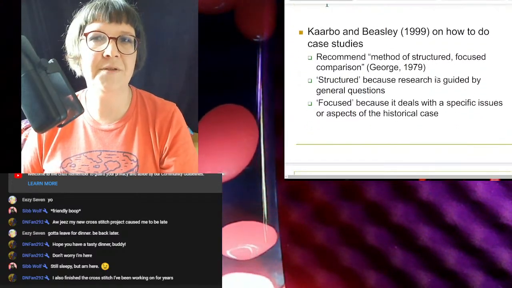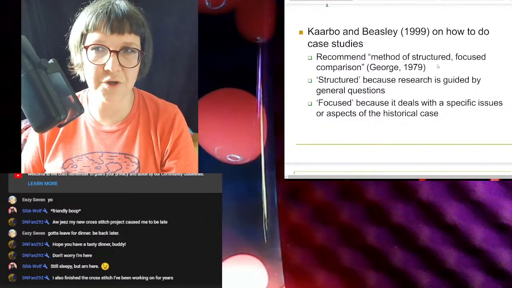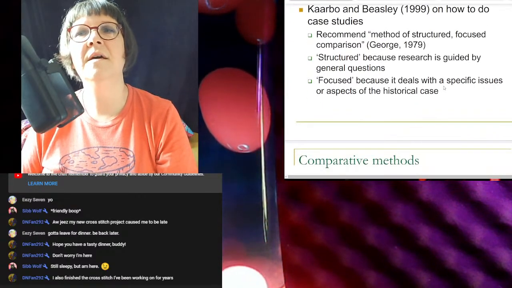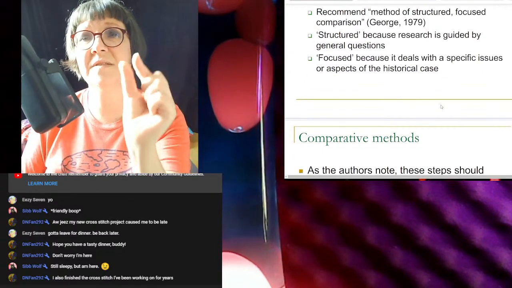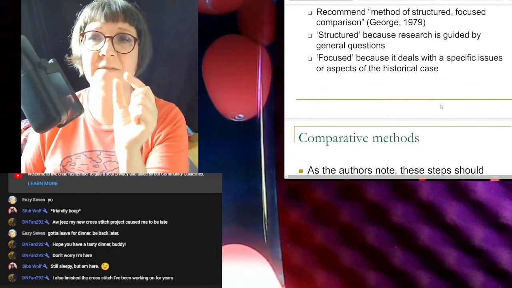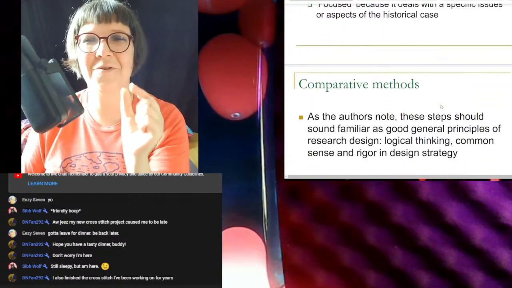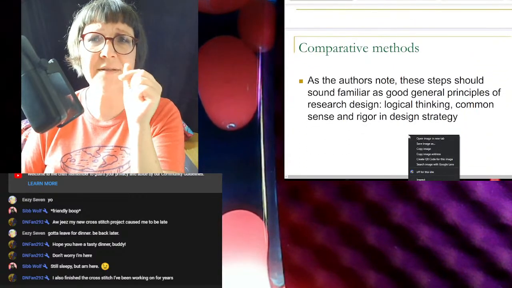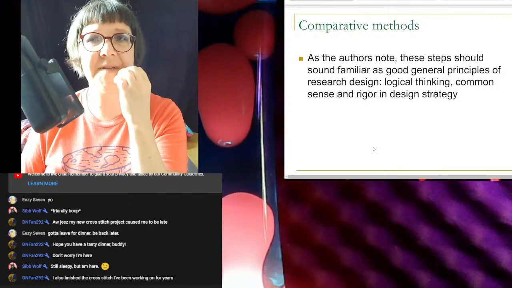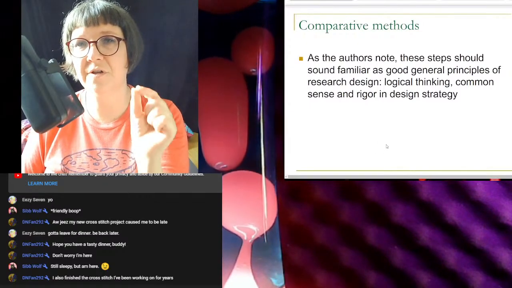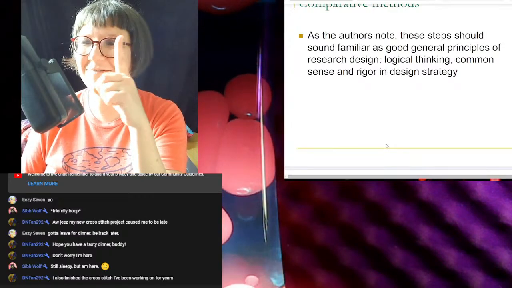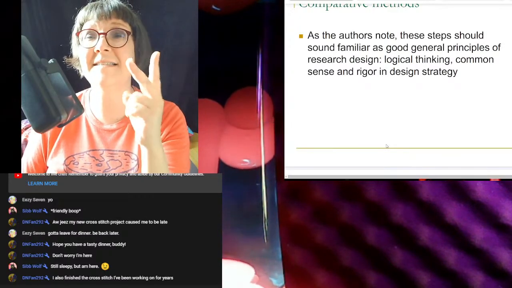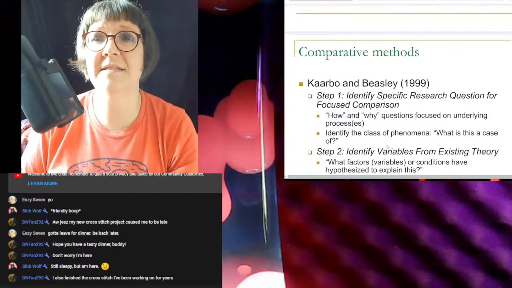So they recommend doing case studies with a structured, focused comparison method. Structured because the research is guided by general questions, and focused because it deals with specific issues or aspects of the historical case. Now, as the authors note, these steps should sound familiar in terms of how to do your comparative analysis. Good general principles of research design: 1, logical thinking, 2, common sense, and 3, rigor in your design strategy.